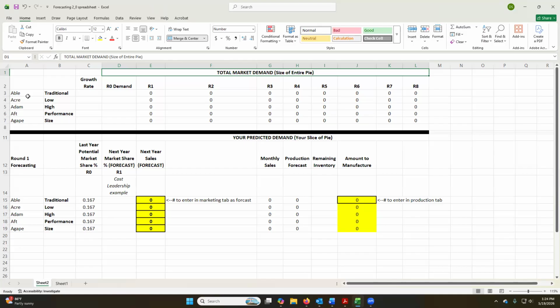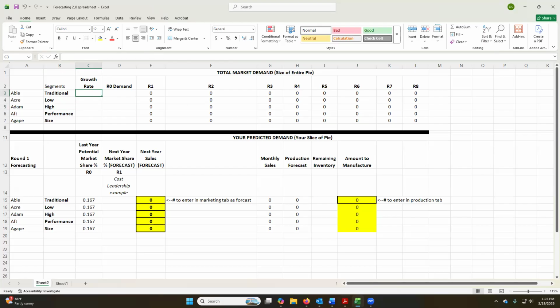On the left, I have the 5 products that we start with. We are Team Andrews, so the 5 products are Able, Acre, Atom, Aft, and Agape, and they correspond with traditional, low, high performance, and size segments. The reason I write the name of the segment is because in future rounds, your products might end up being in a different segment based on drift, and so you might be adjusting this information.